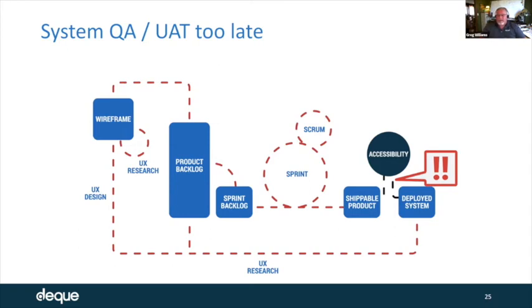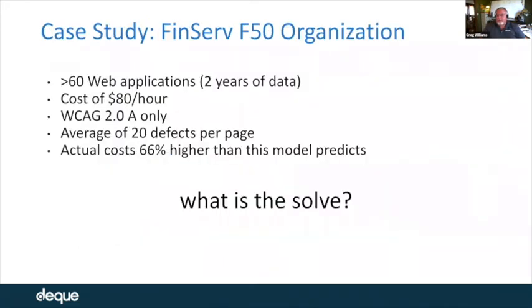But if not in design, we want to get them in dev. And I'm going to show you a good way that we can get them there and how we can move this back from where these things are currently being addressed. So back to that Fortune 50 organization, what's the solve for this? What would help here? What would have helped in this particular case and avoided this $10,000 plus per page activity that we saw?